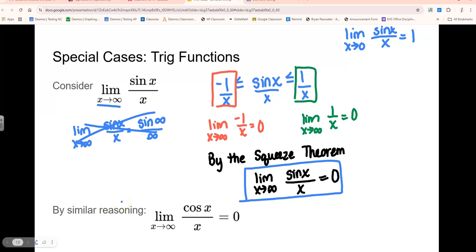And by similar reasoning, it would also be the same for cosine as well. Because with cosine, we could just replace sine with cosine right here, and it would be the same proof. Cosine is also always between -1 and 1. So, these are really not all that bad to do right here.